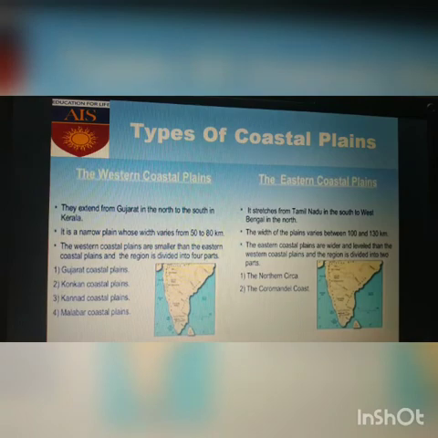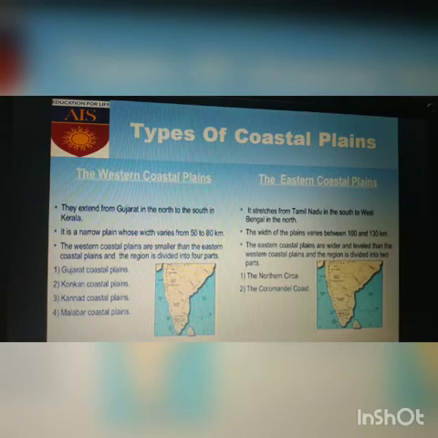Types of coastal plain. One is the western coastal plain and the other is the eastern coastal plain. The western coastal plain extends from Gujarat in the north to Kerala in the south, whereas the eastern coastal plain stretches from Tamil Nadu in the south to West Bengal in the north. The western coastal plain is a narrow plain whose width varies from 50 to 80 km, whereas the eastern coastal plain varies from 100 to 130 km.